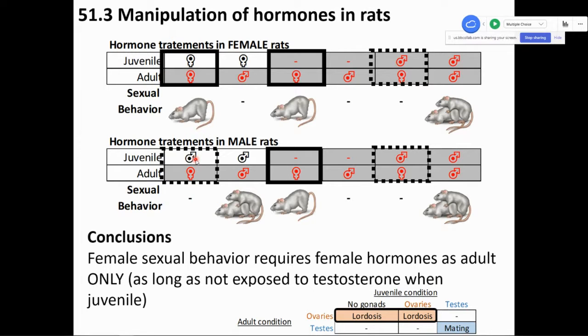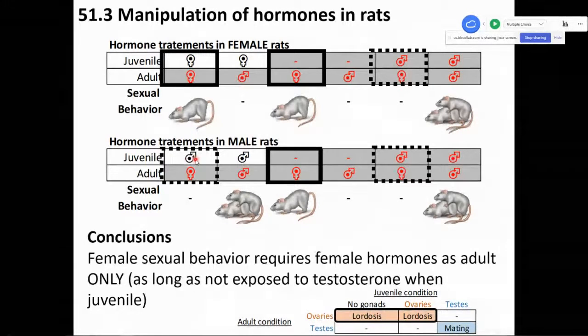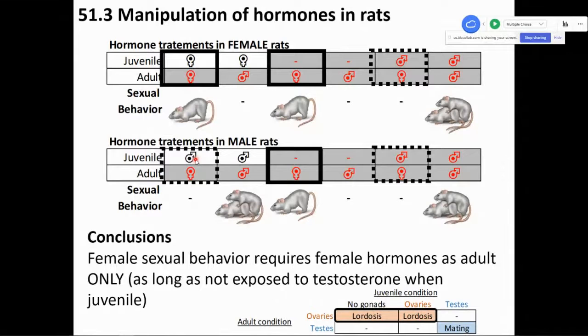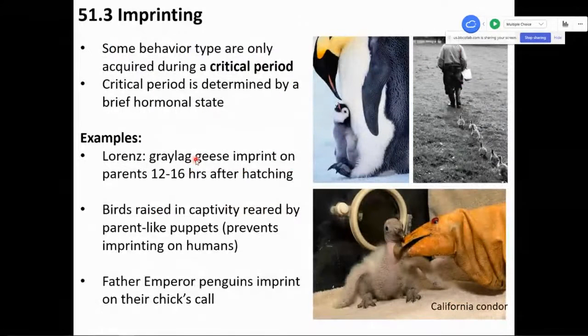So basically, the outcome of this is that hormones at different times during development affect the behavior that an animal might express. Okay, and it could be a combination of hormones at different times throughout its life, so that you're expressing the appropriate behavior at the appropriate time.